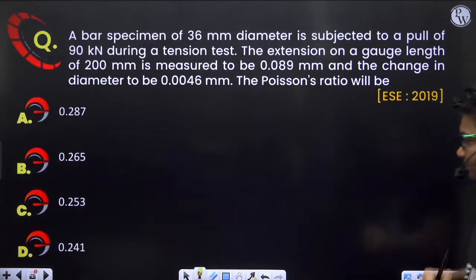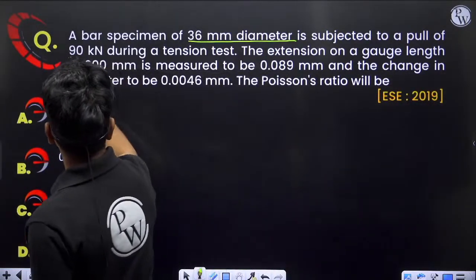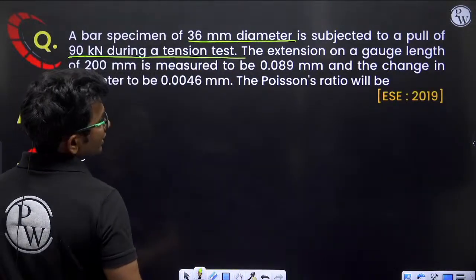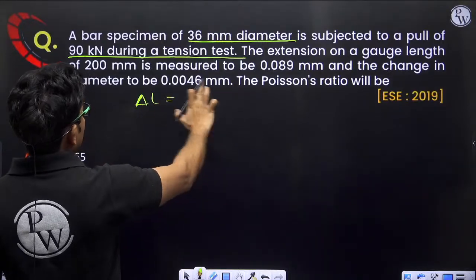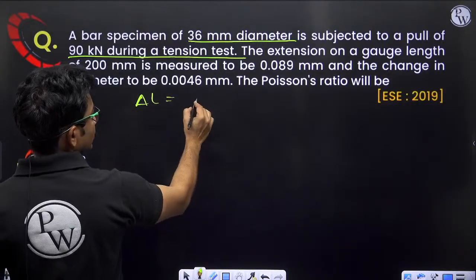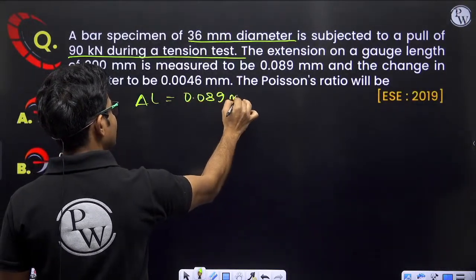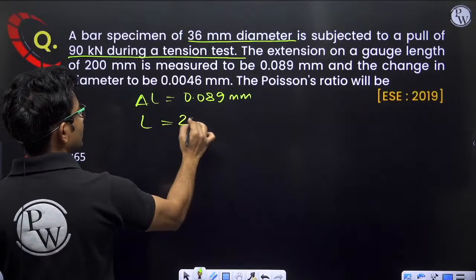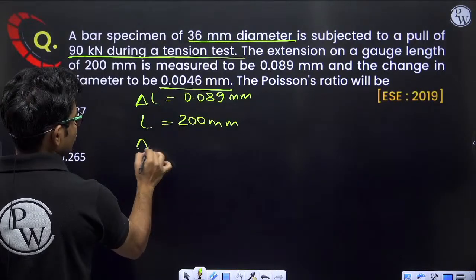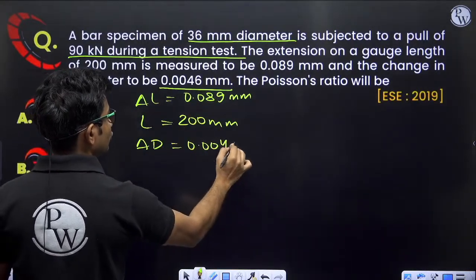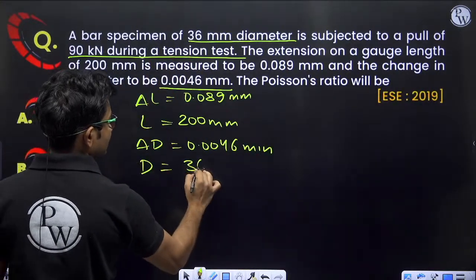Next question, a bar specimen of 36 mm diameter is subjected to a pull of 90 kN during a tension test. Extension on a gauge length of 200 mm is measured to be 0.089 mm. So 0.089 mm is the extension, gauge length is 200 mm. And the change in diameter is 0.0046 mm, so delta D is 0.0046 mm, and the original diameter is 36 mm.